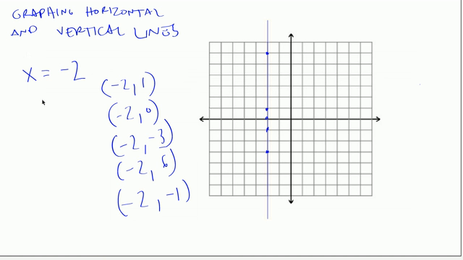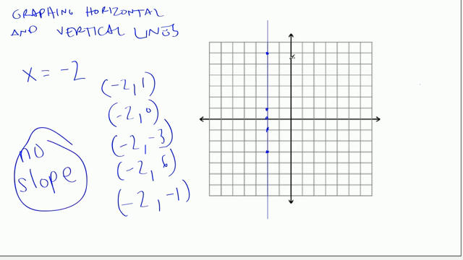Anytime you see an equation that they ask you to graph and it says x equals something, it's always a vertical line through whatever number they give you for x. The slope of this does not exist. It's as if you were riding your bike and you smash into a wall here. You would not exist. So if someone asks you the slope of a line that just says x equals something, that has no slope.